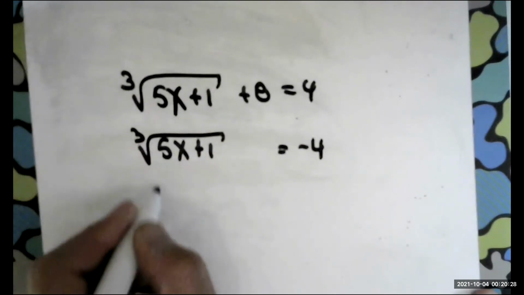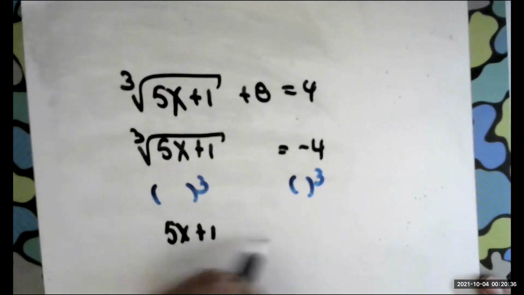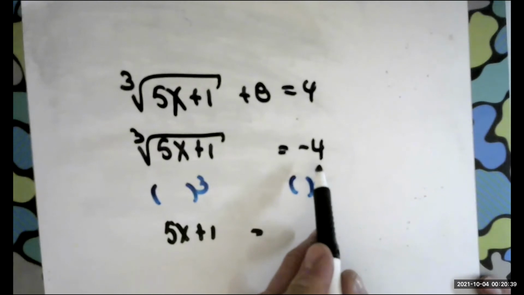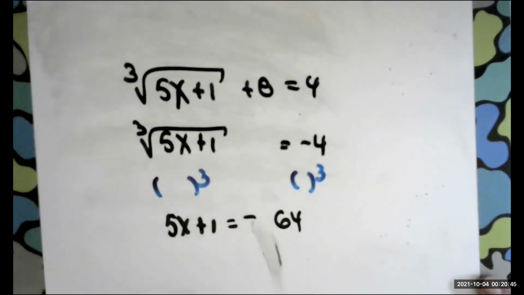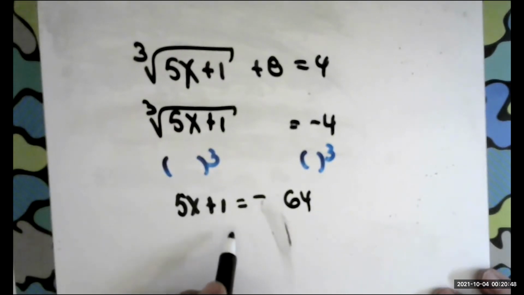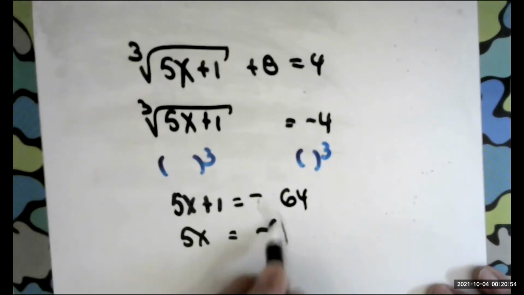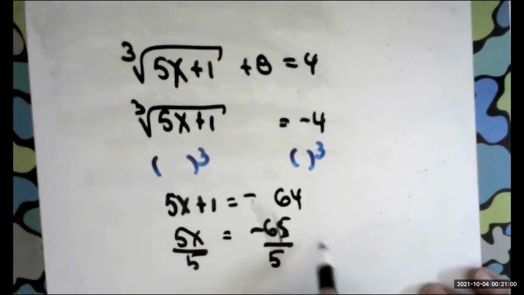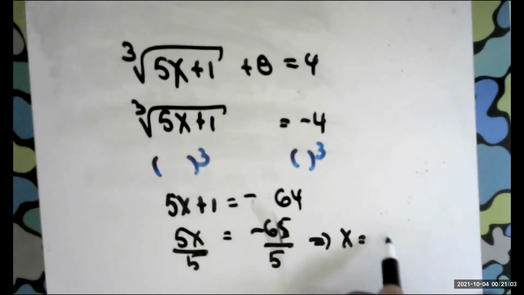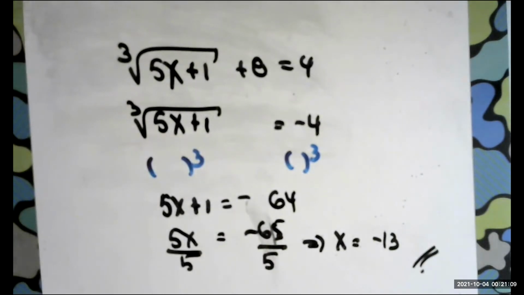So how do I get rid of the cube root? We just simply cube on the left, cube on the right, and we get 5x plus 1 equals -4 times -4, that's 16, times -4, that will be -64. We may subtract 1, so 5x equals -65, and now we just simply divide by 5, so x equals, I believe that's -13. And that will be the answer. You should verify it, but -13 will work.